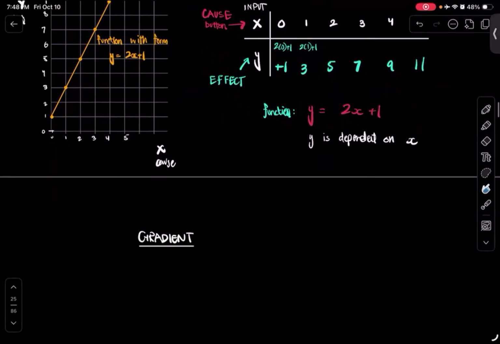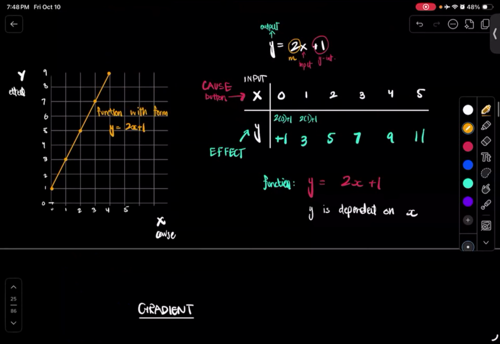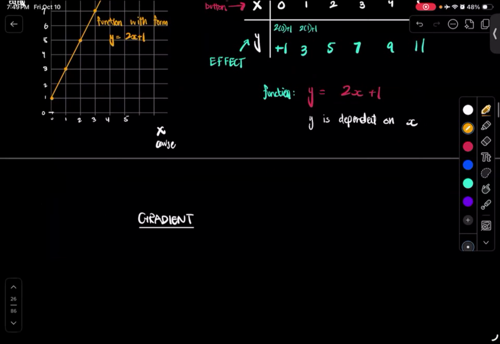Now we're going to move on to the gradient. The gradient is one of the most useful skills in all of mathematics. It is so important that if you understand the gradient, you will be able to really understand what the numbers mean. You will be able to understand causes and effect. You will be able to understand how graphs work. You will be able to understand the relationship between any two variables.